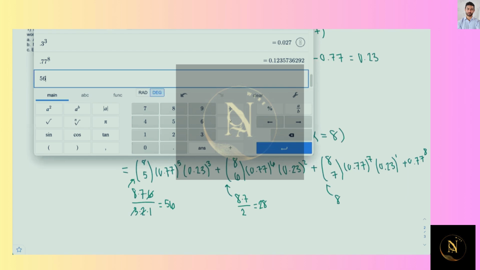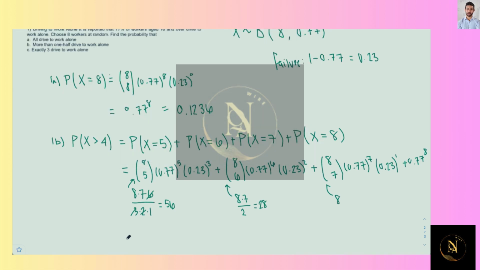So it's 56 times 0.77 to 5 times 0.23 cubed plus 28 times 0.77 to 6 times 0.23 squared plus 8 times 0.77 to 7 times 0.23 plus 0.77 to 8. Okay, so the probability is 0.912. Fairly high probability that over half of them drive to work alone.